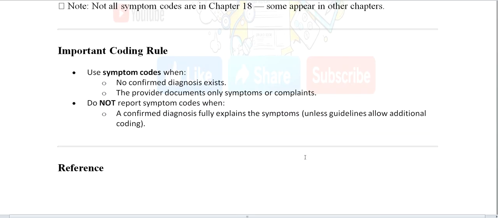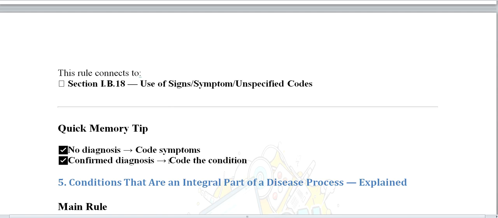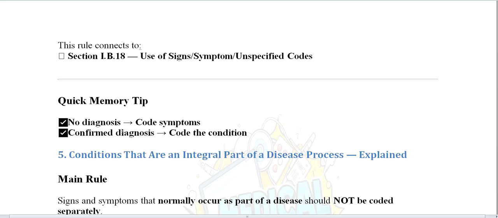So, important coding rule: use a symptom code when no confirmed diagnosis exists. Then provider documentation of only symptoms is compliant. Do not report a symptom code when a confirmed condition fully explains the symptoms, unless additional coding is allowed. So this rule connects to the section on signs and symptoms specified codes. Quick memory trick: no diagnosis, code symptom. Confirmed diagnosis, code the condition. This is the simple rule.